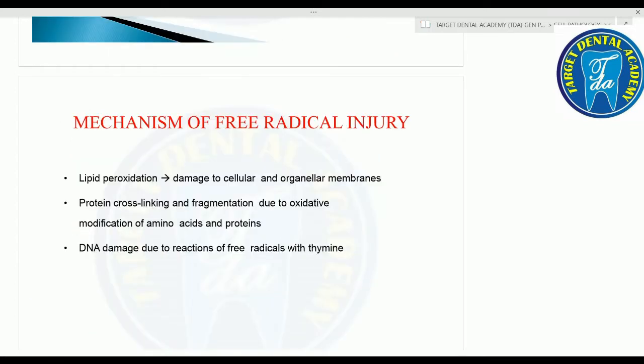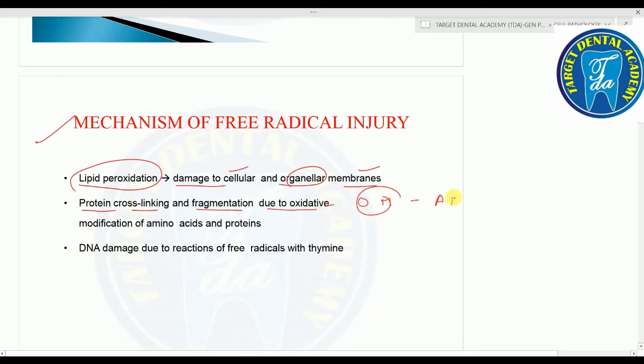Now coming on to the mechanism of free radical injury. There is lipid peroxidation, which damages cellular or organellar membranes. There is protein cross-linking and fragmentation due to oxidative modification of amino acids and proteins. Important. The DNA damage is due to the reaction of the free radical with thymine. Important for your MCQ.